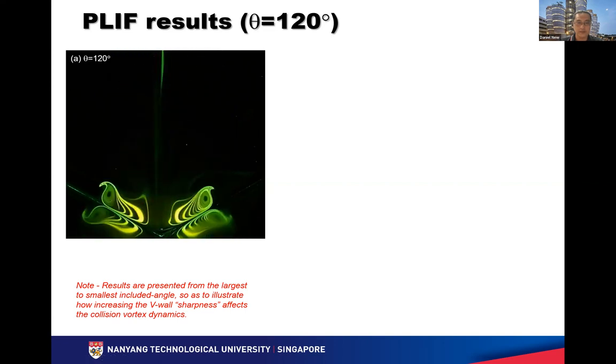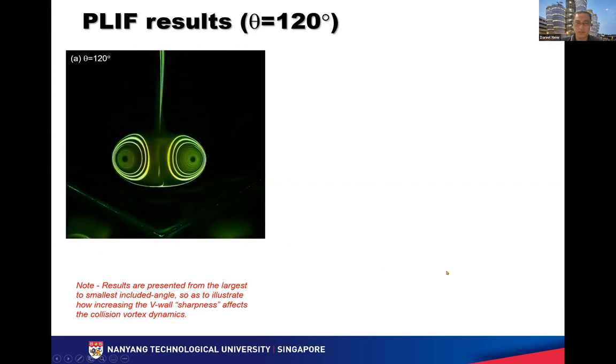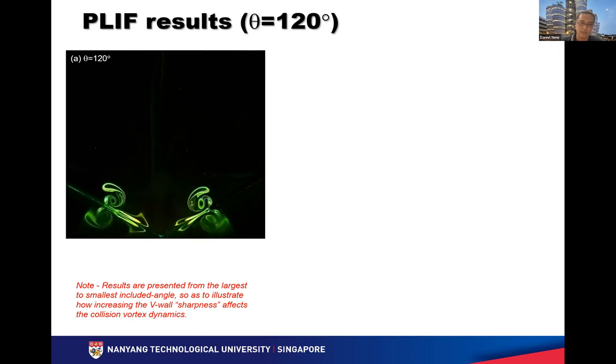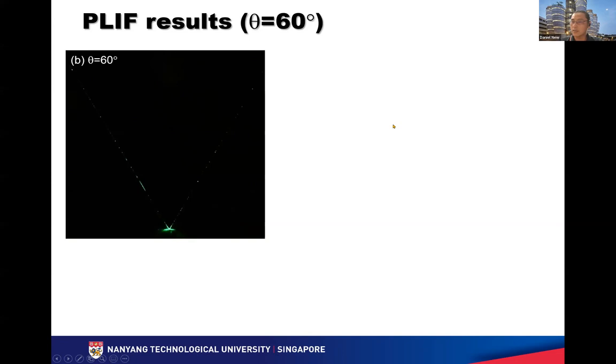So the vortex ring comes down, collides with the wall, and a cursory look shows that it resembles very much a vortex ring colliding with a flat surface head-on, as we've seen earlier on. But in this case, it appears that more instances of boundary layer separation happen, and we get these secondary vortex rings forming, and also another couple of sets of tertiary vortex rings. So that's what having this V-wall does to the vortex ring collision, as you can see over here. Now, things get rather interesting when we reduce the included angle to 60 degrees.